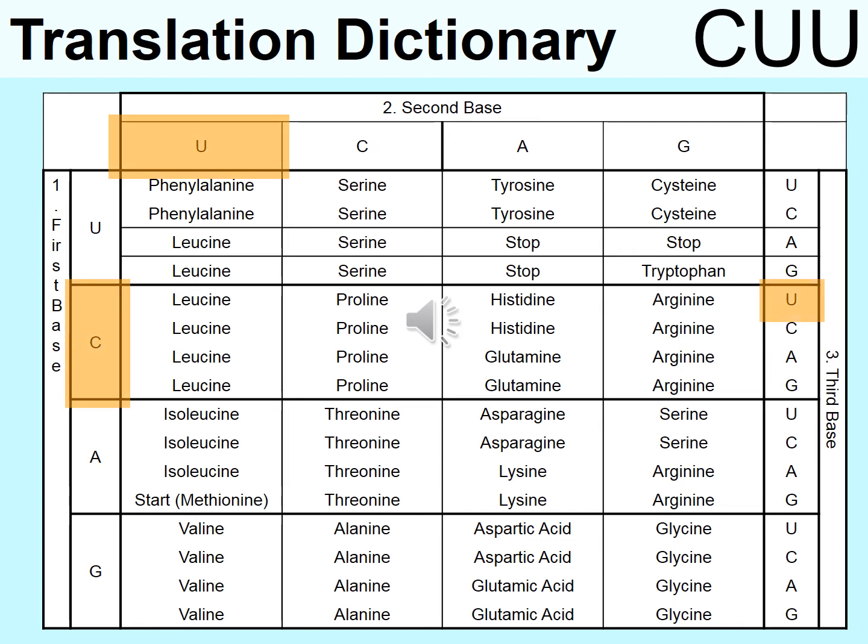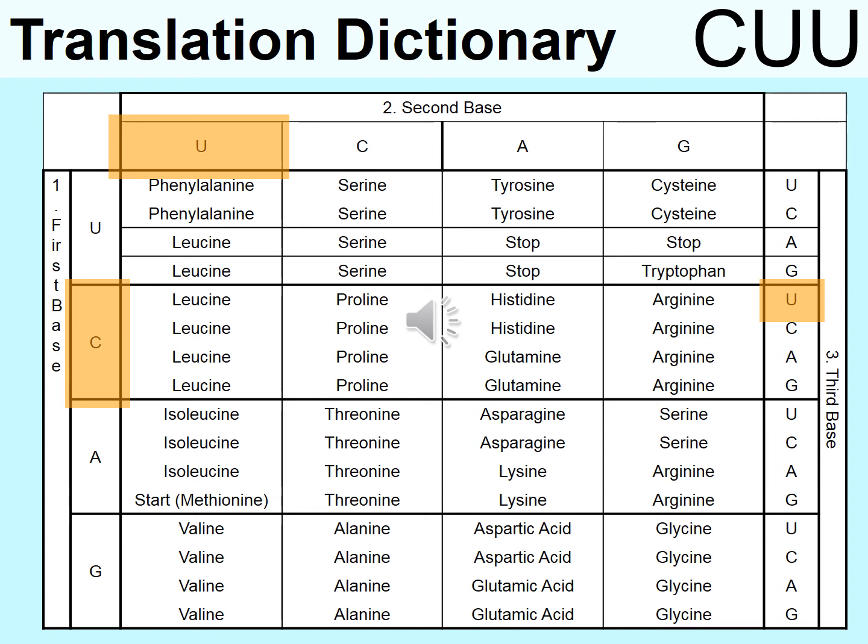So, the first thing you have to do if you want to get CUU, okay? The first base is C. So you look on the left side of the screen, up and down. The first base is not U, it's C. It's not A, it's not G. So you look at that right there in the yellow. And now the next one is U, so you look across the top, the second base. You find U across the top, and it's right there.